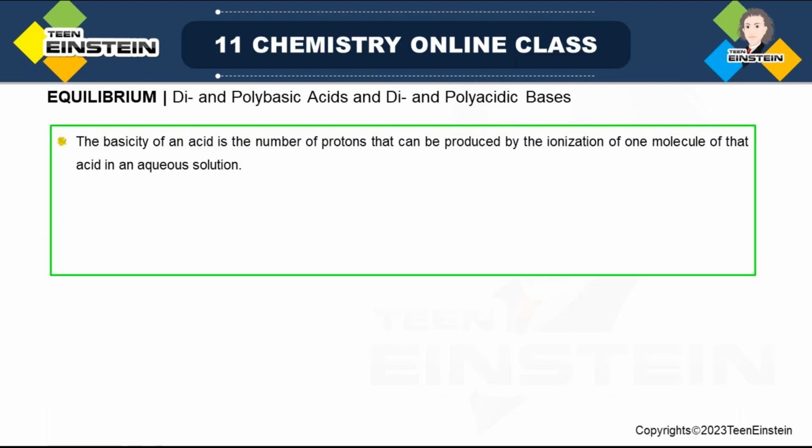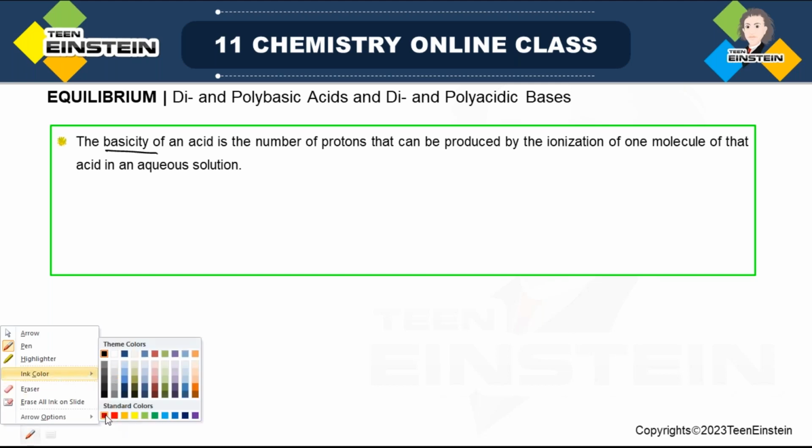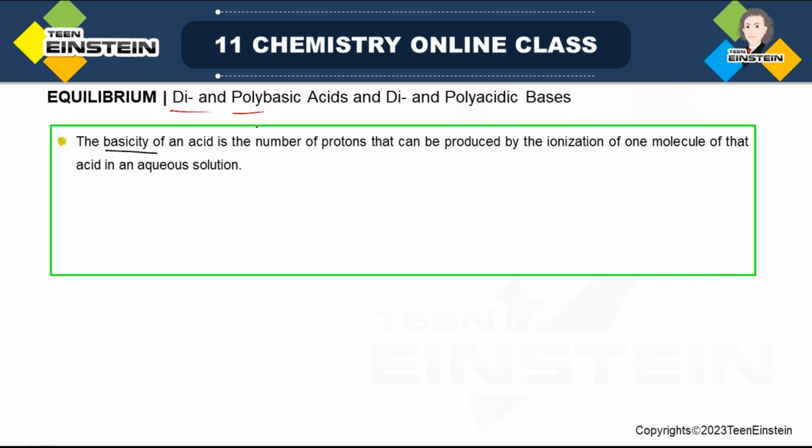Di and polybasic acids and di and polyacidic bases. Two different terms here we have. So first of all, you have to understand what is basicity of acid and what is acidity of base. Then only you will be able to understand di-basic or polybasic. So basicity of an acid is nothing but the number of protons that can be produced when it is ionized. That is, from one molecule of acid after ionization, how many protons you are getting. That number is basically basicity.